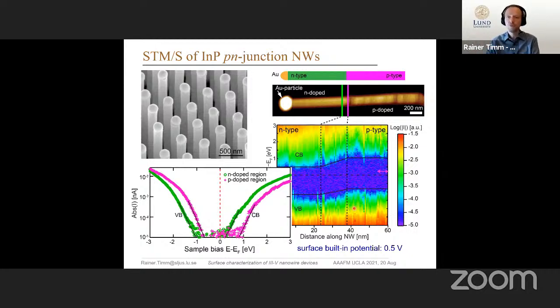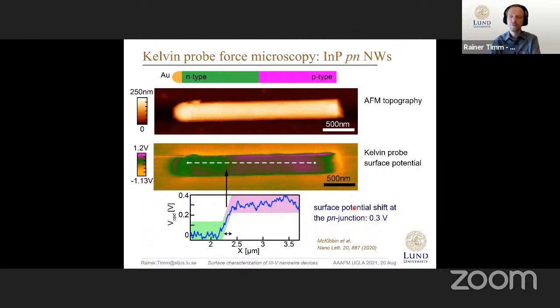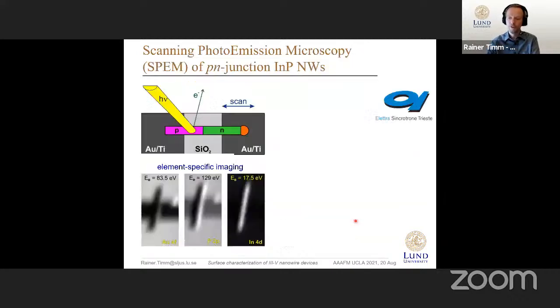We can compare these measurements to a different type of technique. In this case, this is AFM and Kelvin probe force microscopy. AFM shows the topography, so we have a very smooth and homogeneous nanowire. If we then look at the surface potential with Kelvin probe measurements, we can see a transition in the surface potential between the n-doped and the p-doped part. But here it is only 0.3 electron volts, for the same sample as before. This is because these AFM measurements are done in air, so we have a water film on the surface, which gives even stronger pinning of the surface potential. That's why we measure a bit smaller interface here.